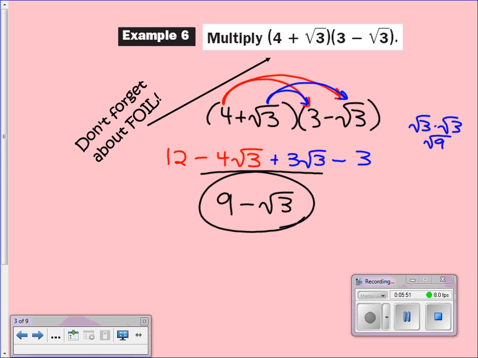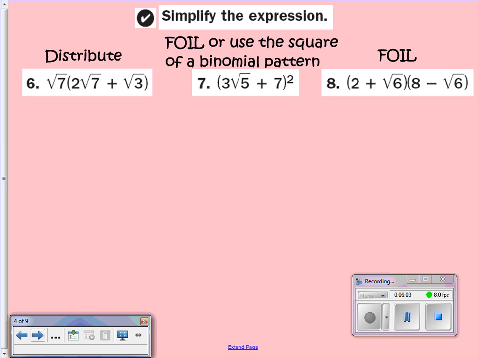We added our numbers together, 12 minus 3 to get 9. Negative 4 times the square root of 3 plus positive 3 times the square root of 3 is how we got our negative 1. So let's try that again. So when we distribute, so we have one monomial, we're just going to distribute this to all of it. So I'm taking the square root of 7 times 2 times the square root of 7. Well, remember what the square root of 7 times the square root of 7 is. It's just 7. So 7 times 2, that would be 14.